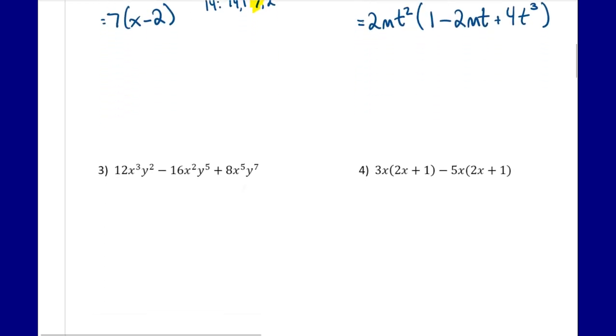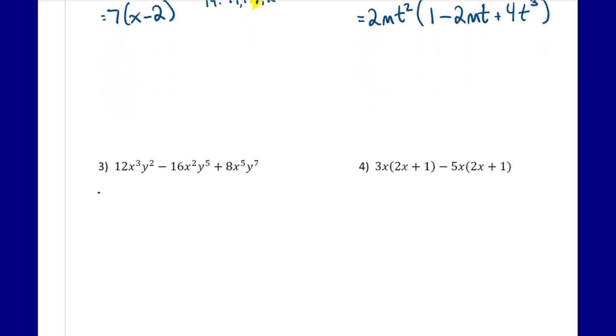If I look at 3, again, it's going to be very similar, same idea. I have 12, 16, and 8 for my numbers. The greatest common factor for all 3 is going to be 4, because 4 goes into all three numbers.